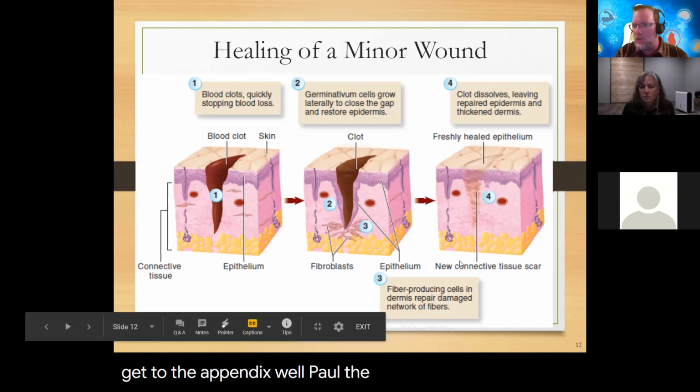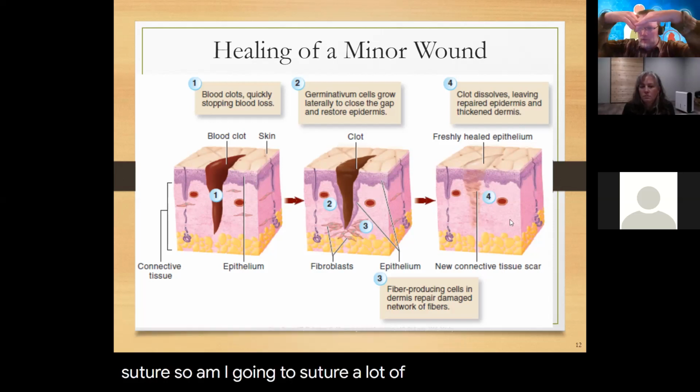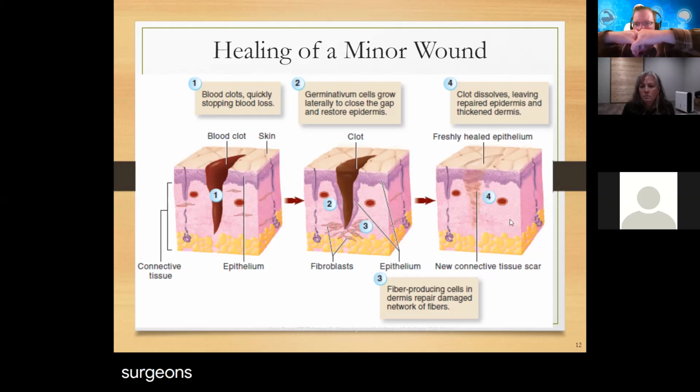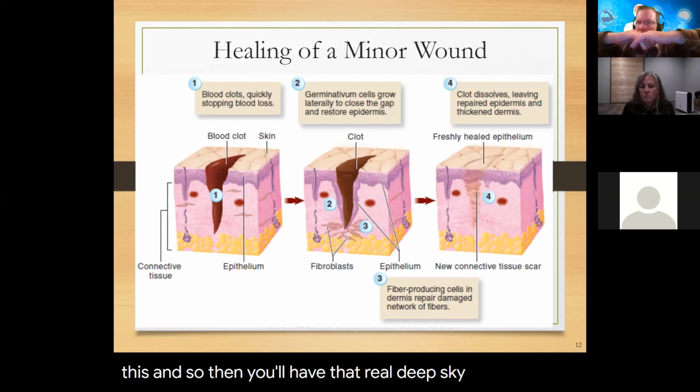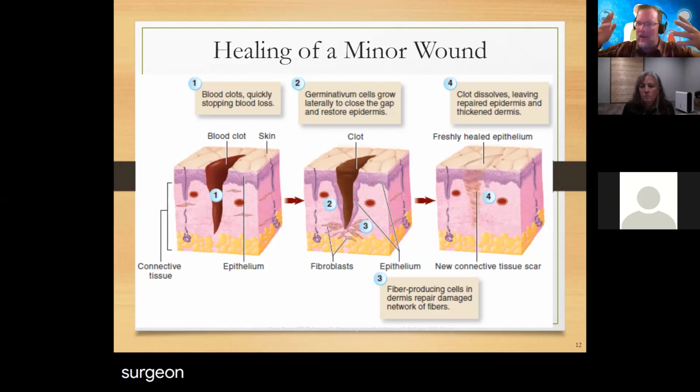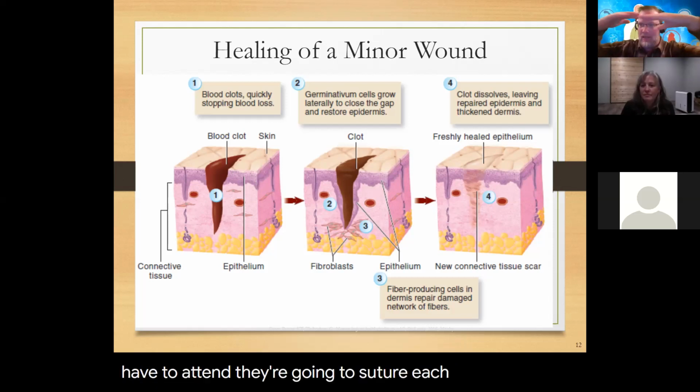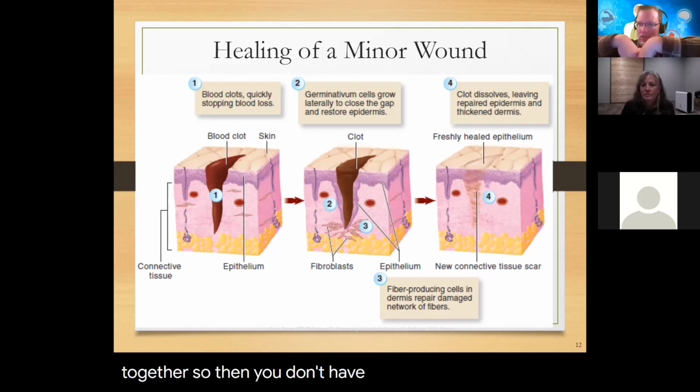Now I have to suture. So am I going to suture? A lot of physicians or surgeons will pull everything in like this, and they'll suture it like this. And so then you'll have that real deep scar. Really good surgeons who have time and don't have a golf outing that they have to attend, they're going to suture each layer nice together, so then you don't have all that deep scar tissue. You're just going to have a little scarring throughout.